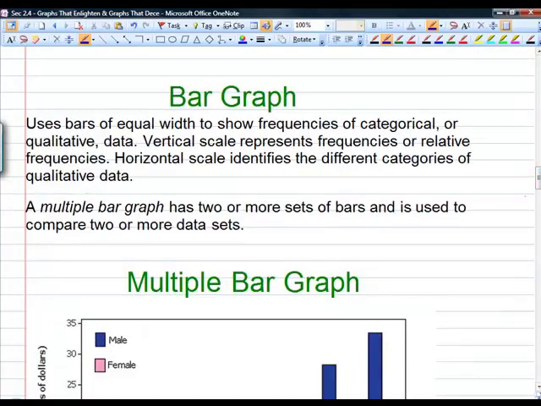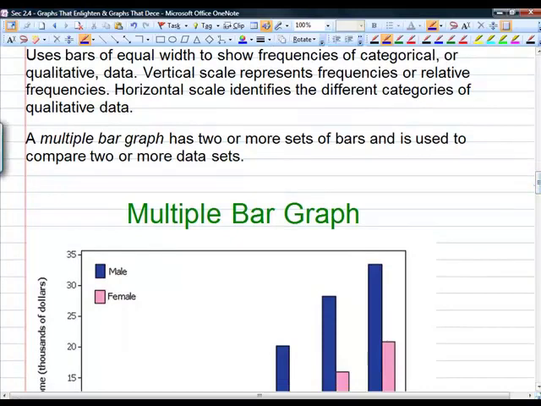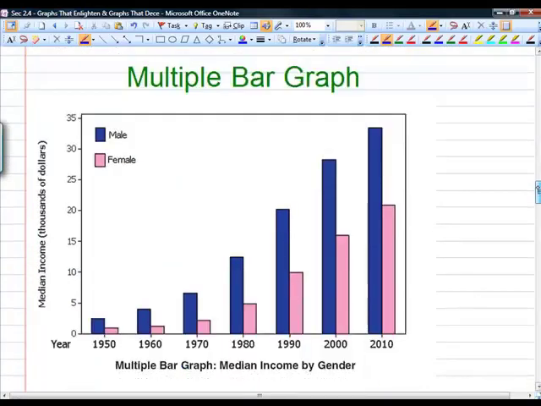Next we have a bar graph. Bar graphs are used with qualitative data or categorical data. Remember, we talked about histograms last time. On a histogram, the bars touched, and that was quantitative data. On a bar graph, the bars do not touch, and it's qualitative data or categorical data. You can represent two categories on the same graph.